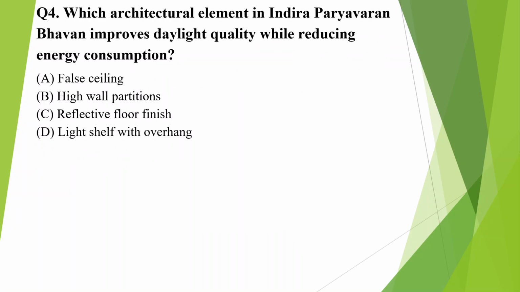Question number 4. Here is the fourth question, which is asking you all which architectural element in Indira Paryavaran Bhavan improves the daylight quality while reducing energy consumption. So out of the four options, which passive element have you seen there? Different images were shown to you, and the function of different components also was discussed with you all. So out of the four options, which do you think was there in the Indira Paryavaran Bhavan that improves the daylight quality?